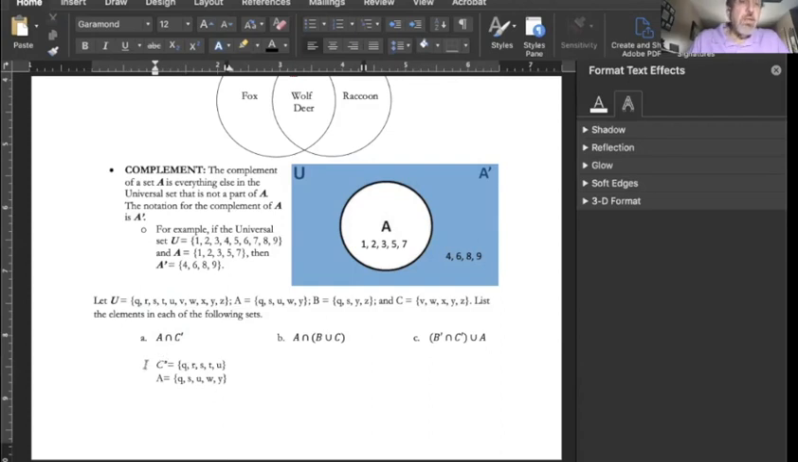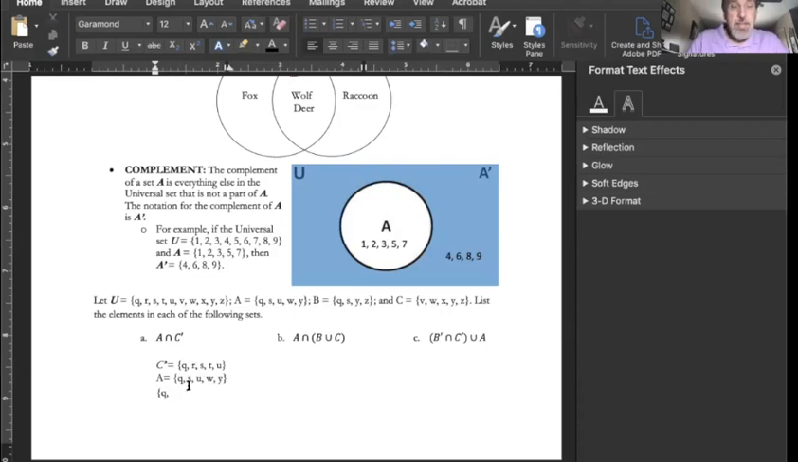By the way, notice I've got C complement written before A. The order in which you do unions and intersections doesn't matter. It is commutative. So what is in both A and C complement? Okay, so the stuff that is in C complement and A, well, they both have a Q in common.